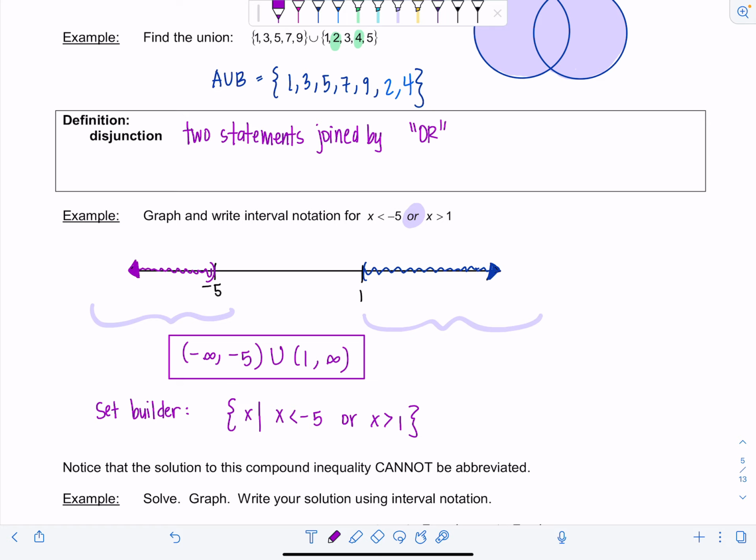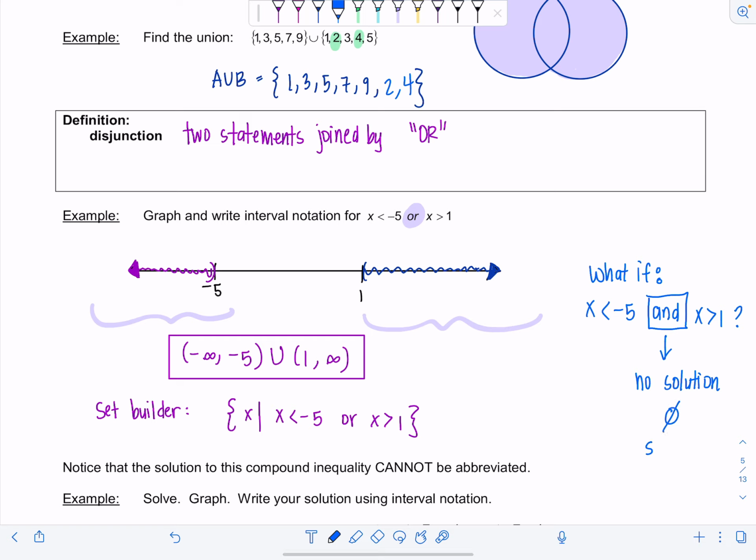You also have to pay super close attention to what word is between the two statements, and versus or. Because let me ask you a question. What if instead it said x is less than -5 and x is greater than 1? Now let's think back. When we had and, that means intersection. That's the overlap. So let me ask you, look at the number line. Where do you see both blue and purple overlapping? You don't, right? So if the word was and instead, you would actually have no solution. The empty set. You could write an actual empty set if you like. So be careful, okay? Because whether or not the word is and or, it will completely change your solution.